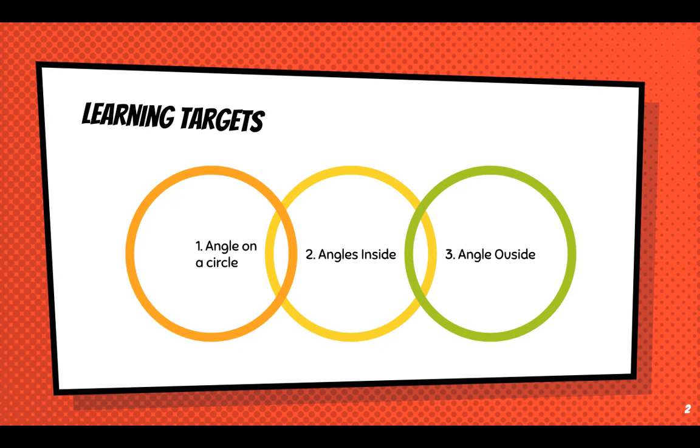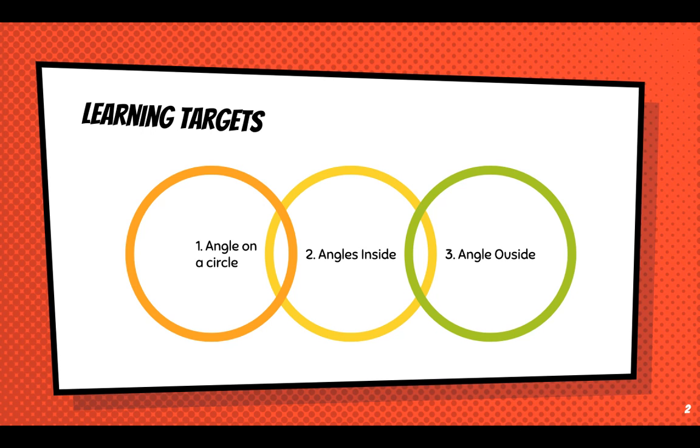So I organized the material into three different cases. The first case is when the angle is on the circle, and that's kind of a carryover from the previous lesson that we had with inscribed angles. The second case is when the angles are inside of the circle. And then the third case is when the angle is outside of the circle. So on the circle, in the circle, and outside the circle.